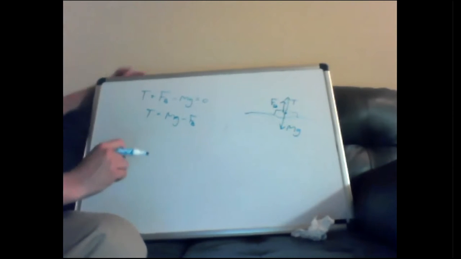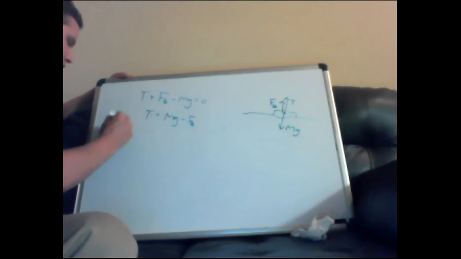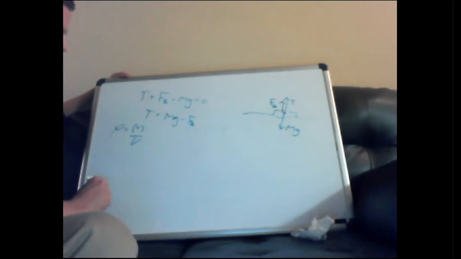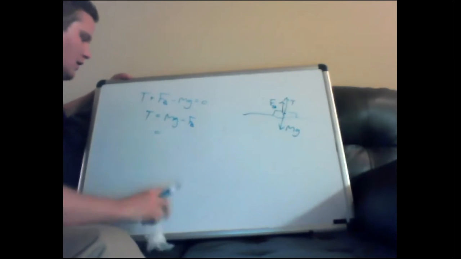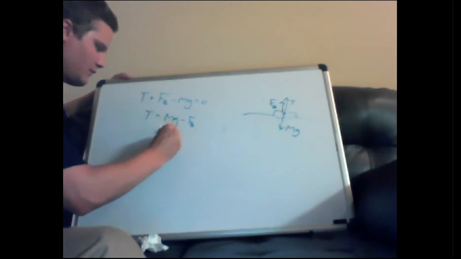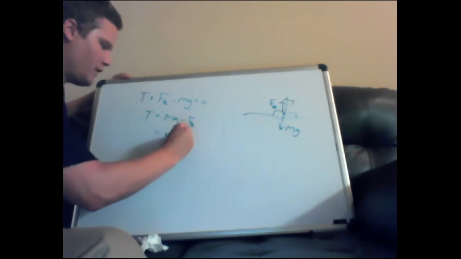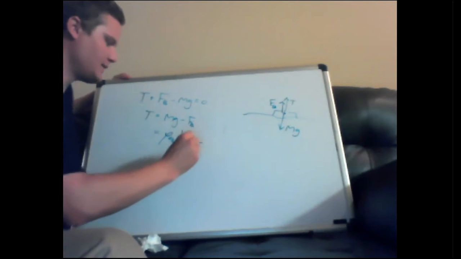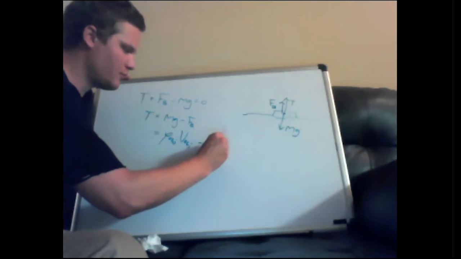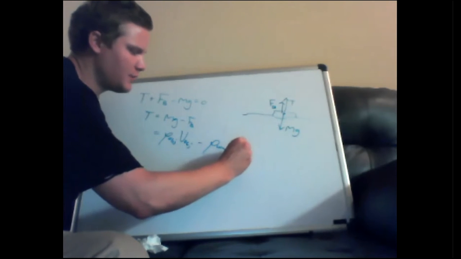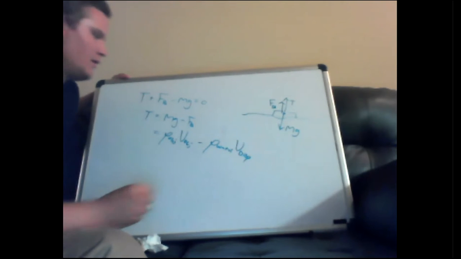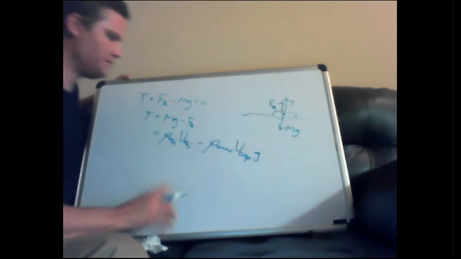Well, let's see. Remember, we can say that the density is equal to the mass divided by the volume. And so therefore mass is equal to volume times density. And so this equation is equal to the density of the object times the volume of the object minus the density of the water times the volume of the displaced water. I'll put displaced water right there, times G as well.